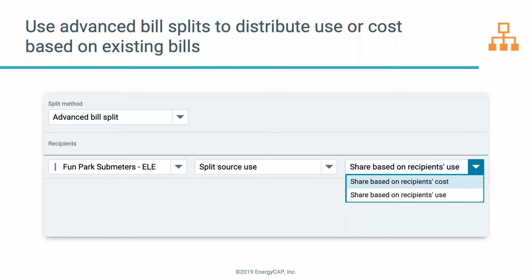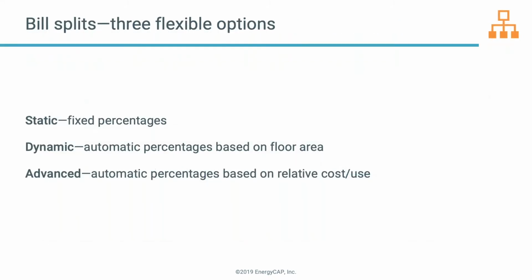Are you going to weight each of the downstream meters based on their existing cost or their use? Again, this is incredibly powerful for truing up your system, and also in those scenarios where you might have a supply bill that needs to be split up to downstream bills that already have distribution bills on them. So again, bill splits: static, dynamic, and advanced bill split calculations, all available in EnergyCAP's chargebacks.